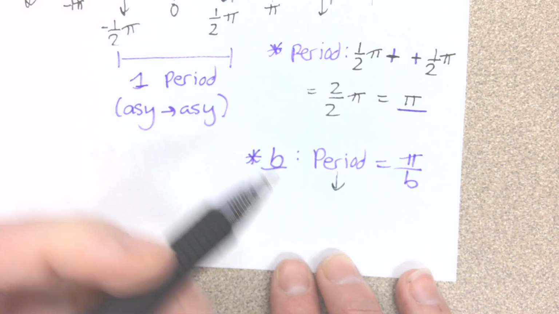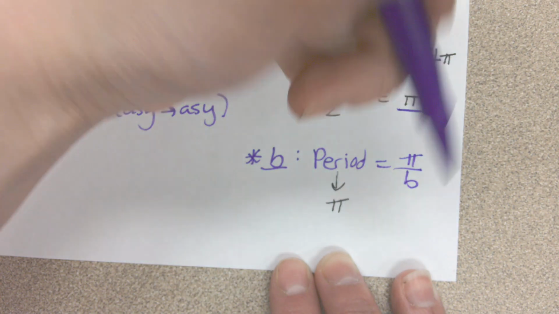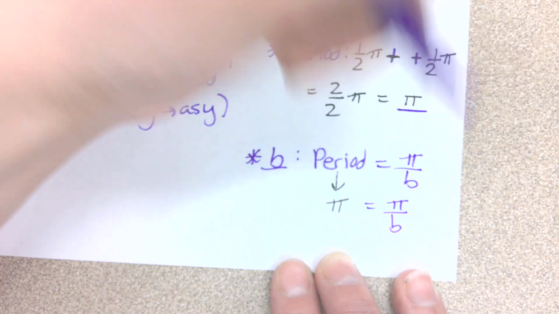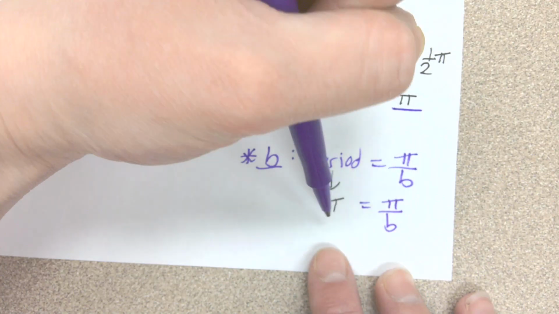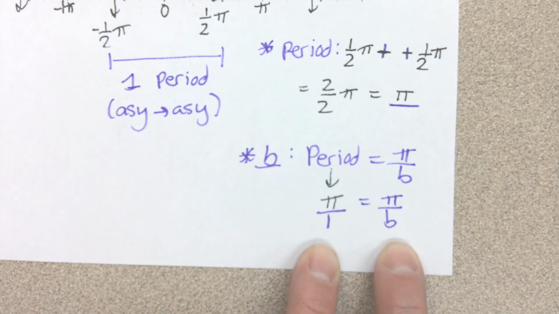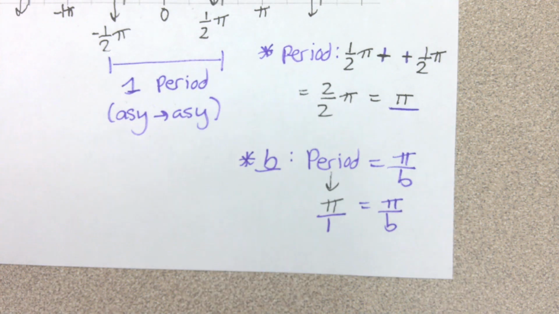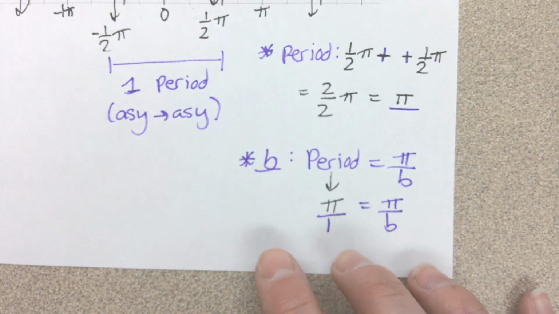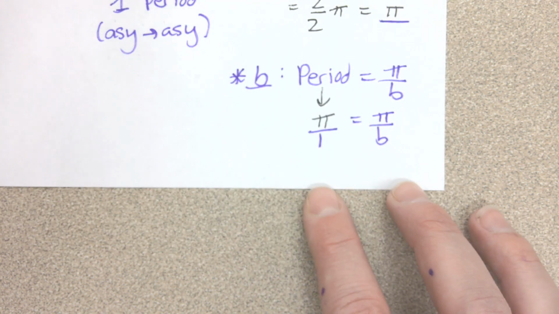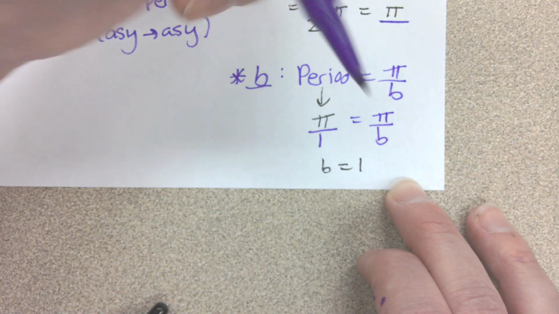Period, we drop that down. We now know it's just pi. Pi is equal to pi over b. And to make this also a fraction, we'll drop a 1 under that pi. Without doing the work, I hope that you can see that b has to be 1. That's the only way that this will work. If you have 2 equal fractions and the tops are the same, the bottoms must also be the same. So I'm going to skip the work on that part. B is 1.